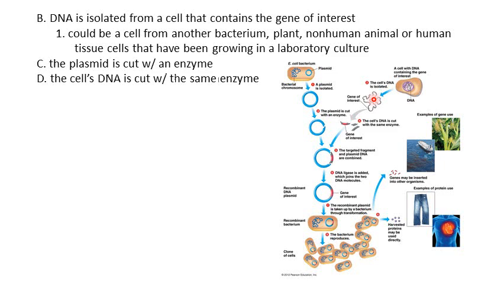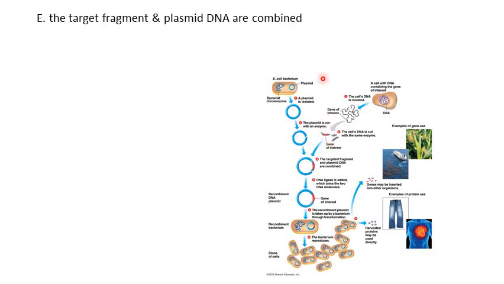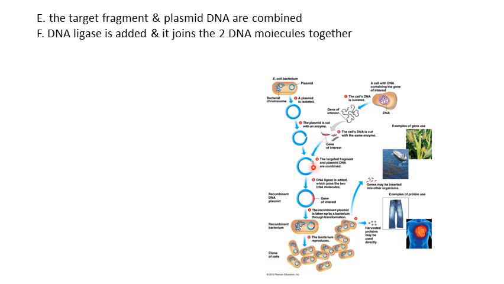Now once we get those cuts made, we can get the gene of interest. We've cut it out. Now we have a cut in the plasmid, and we can get that gene of interest inserted into the cut plasmid. So now we get the target fragment, the gene of interest, and the plasmid. We get them combined, and we use an enzyme called DNA ligase to help join all this together. So now what we end up with is this plasmid with this gene of interest inserted and tied together. So we now have this recombinant DNA plasmid.